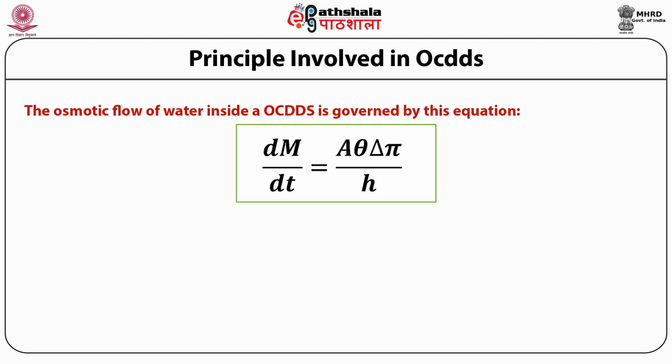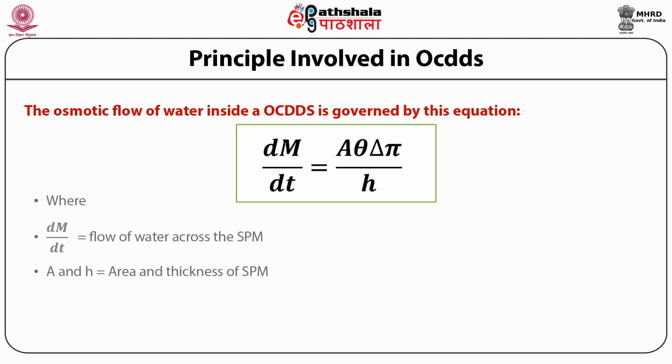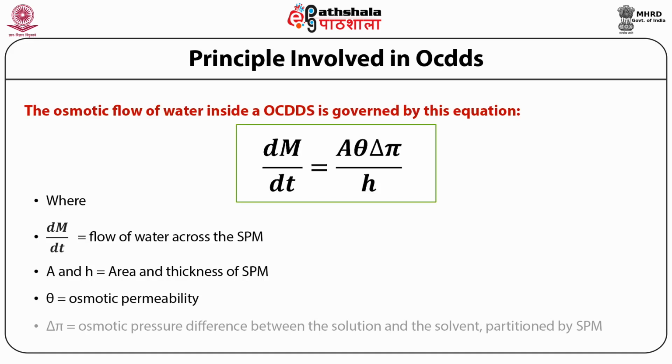dm/dt = A theta delta pi / h. So dm/dt is the flow of water across the SPM, the semipermeable membrane. A and h are the area and thickness of the semipermeable membrane, theta is the osmotic permeability, and delta pi is the osmotic pressure difference between the solute and the solvent.